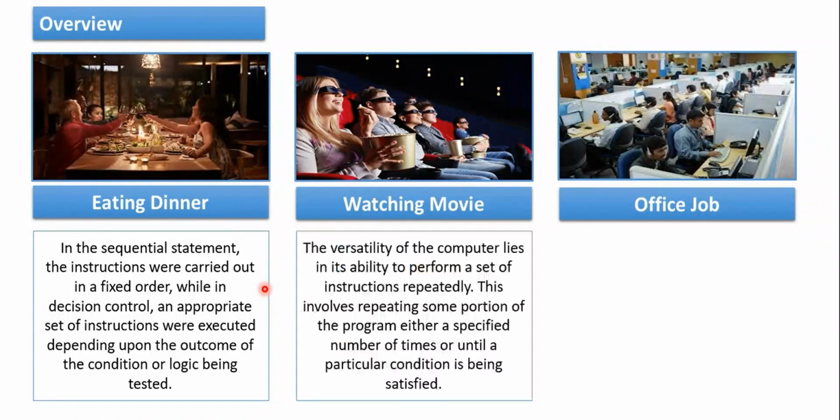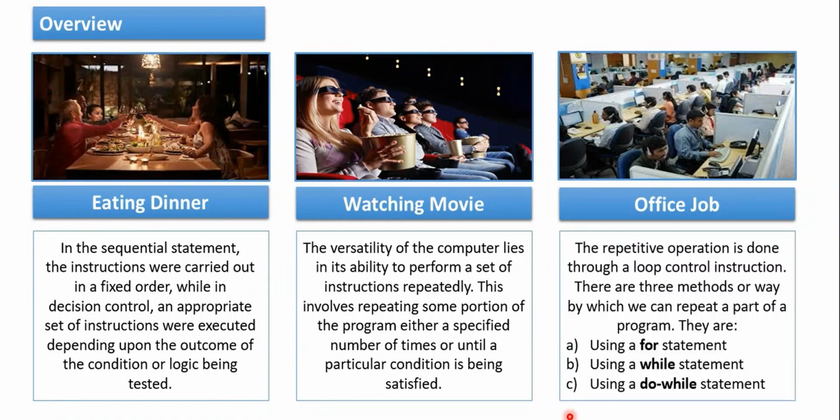The versatility of the computer lies in its ability to perform a set of instructions repeatedly. Now this involves repeating some portion of the program either a specified number of times or until a particular condition is satisfied. The repetitive operation is done through loop control instructions, and there are three methods or ways by which we can repeat a part of a program. They are using a for statement, using a while statement, and using a do while statement. So we'll be discussing all of them one by one.